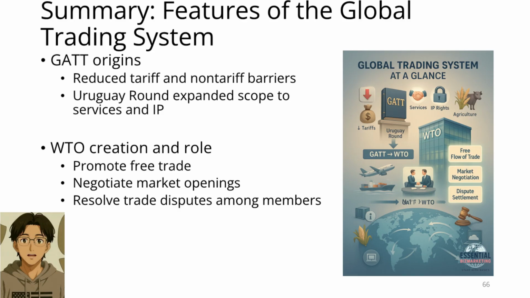To summarize, this is how the global trading system operates. The General Agreement on Tariffs and Trade, GATT, reduced trade barriers and established principles of fair trade. Its successor, the WTO, enforces rules, settles disputes, and helps open markets. The WTO aims to make trade predictable and transparent.